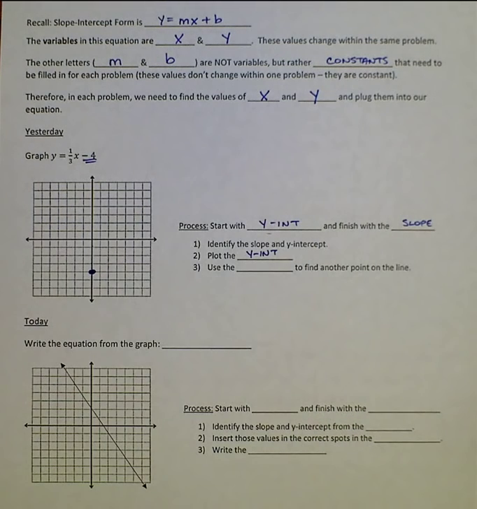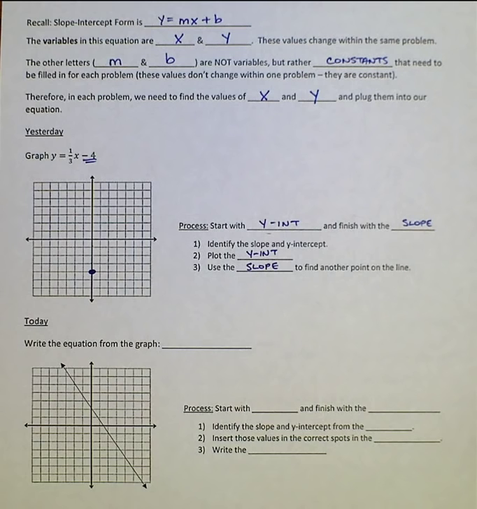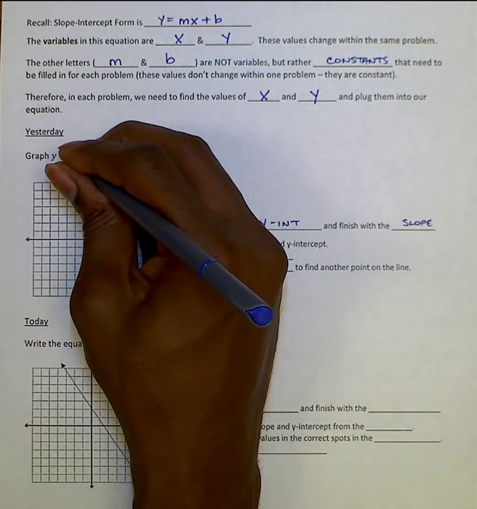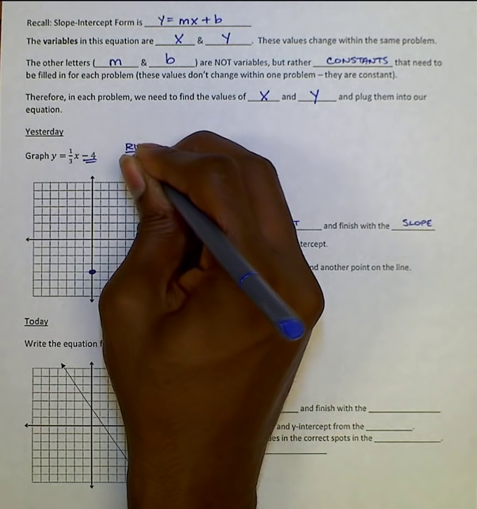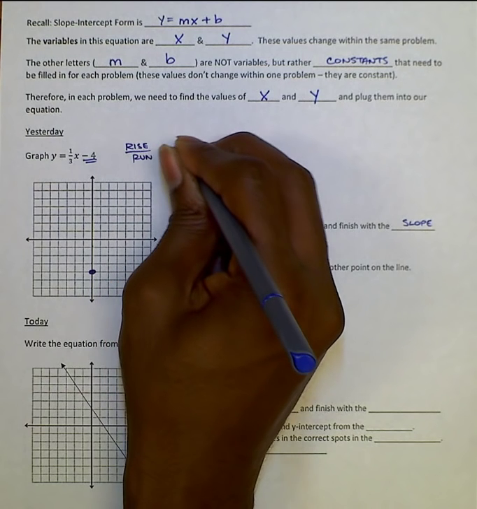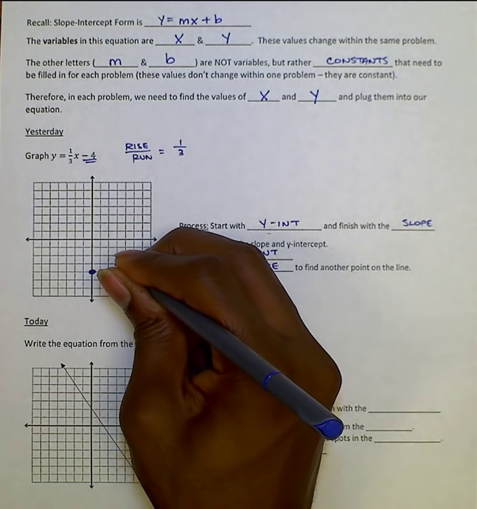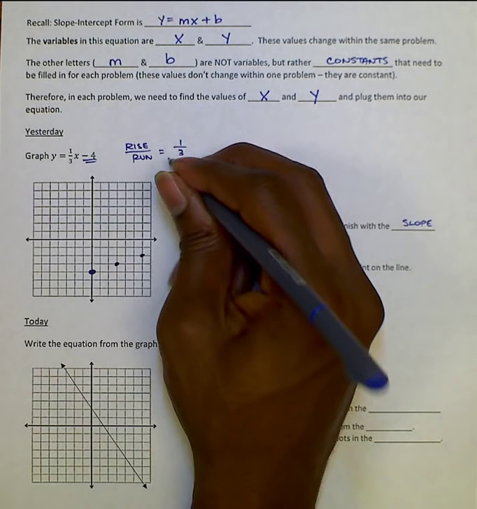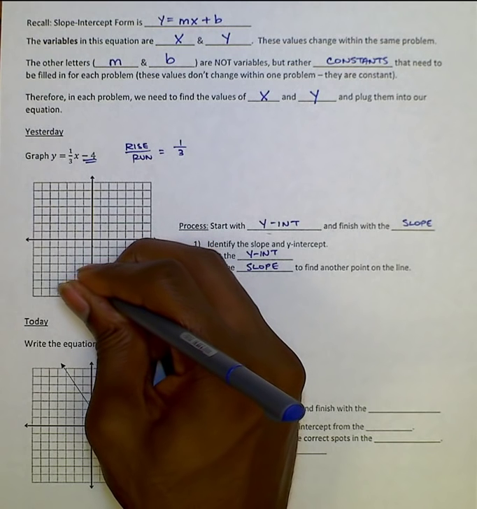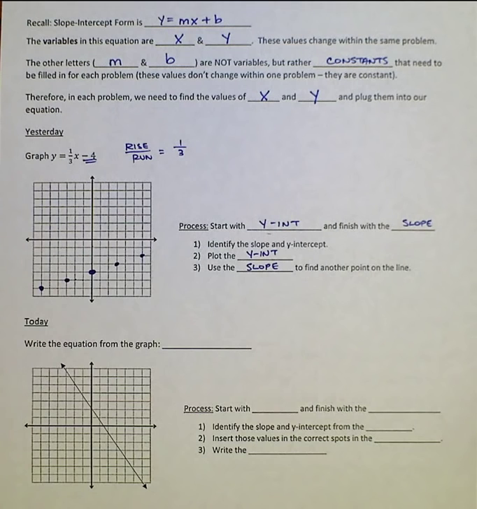Okay, so we plot the y-intercept, and then we use the slope to find another point on the line. Our slope is 1/3. Remember, that's rise over run. So we will go up 1 and run 1, 2, 3. We could also do negative over negative, which is positive. So we could go down 1 and left 1, 2, 3. And so there's our line.